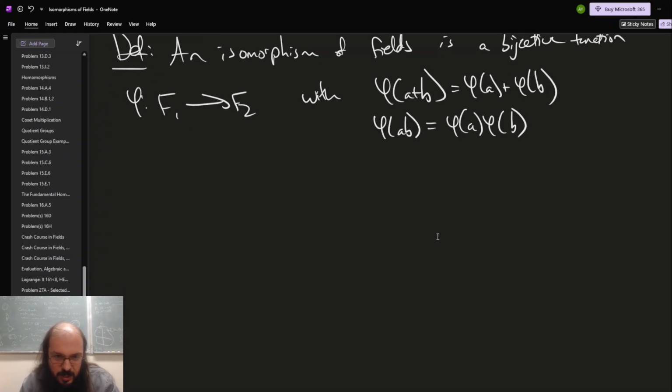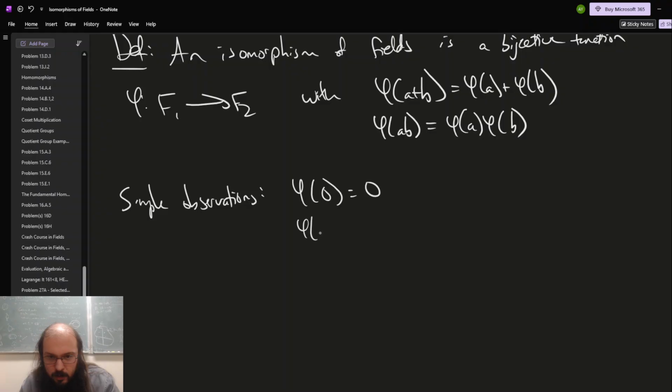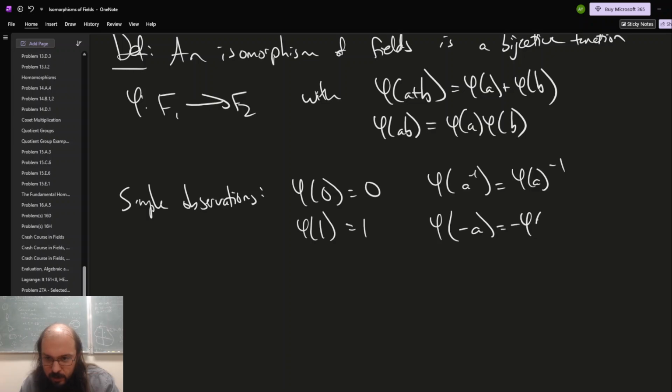Real easy stuff to see. Corollaries. And they're not even corollaries. How could they be corollaries? Because there's no theorem. Simple observations. Phi of 0 is 0. Phi of 1 is 1. Phi of a inverse is phi of a inverse. And phi of negative a equals negative phi of a.